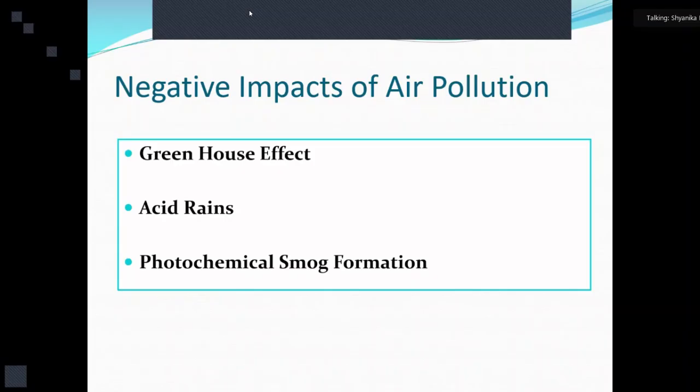So now I'm going to give you the activity in this class. I will divide you into different groups, right? Four groups, and you have to get together and discuss these four negative impacts of air pollution. One is greenhouse effect, acid rains, photochemical smoke formation, and finally ozone layer depletion, right? I will give you 30 minutes for that, right?